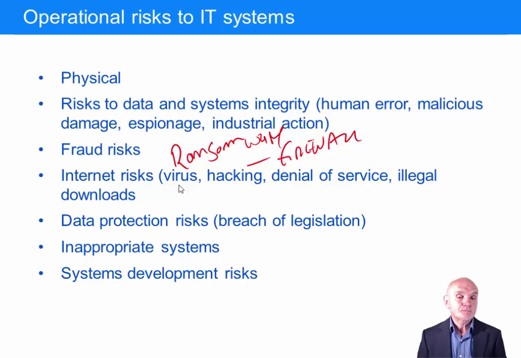And then there are system development risks, risks essentially that we develop the wrong new software and that we don't implement it very well. We'll be seeing what's called a systems development lifecycle.